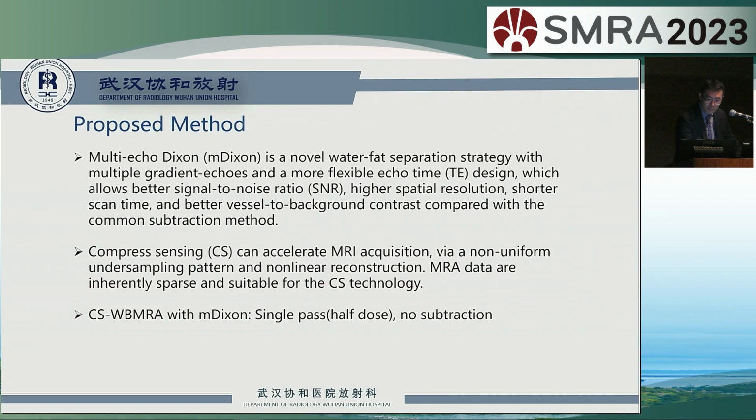So they proposed a method which is based on M-Dixon because this has better SNR and also does fat suppression. And then they also combine it with the compressed sensing method to accelerate the acquisition. So this method is like single pass, half dose, and no subtraction.